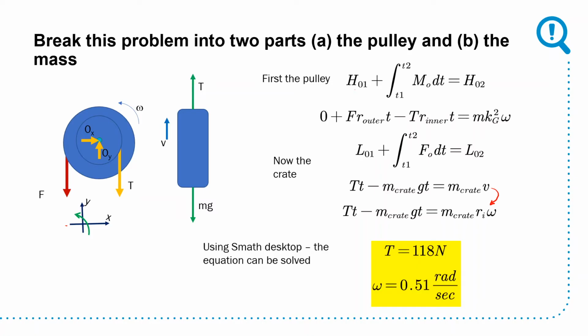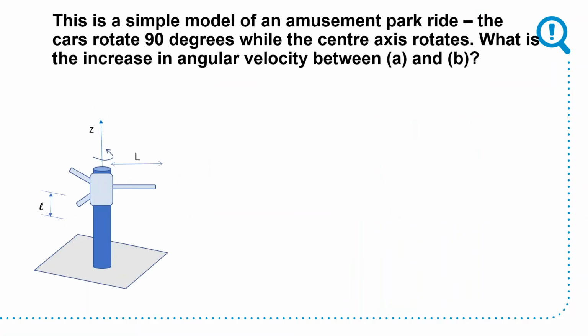Now, it's not hard because I've got capital T, tension, which is one unknown, and omega, which is the other unknown. T is given all of the rest of the terms. You have T of 2.5 seconds, you have 118 newtons and 0.51 rads per second. I used SMath Desktop for this solution. I could have done it any number of different ways. It's just there's not much once you write out the terms.